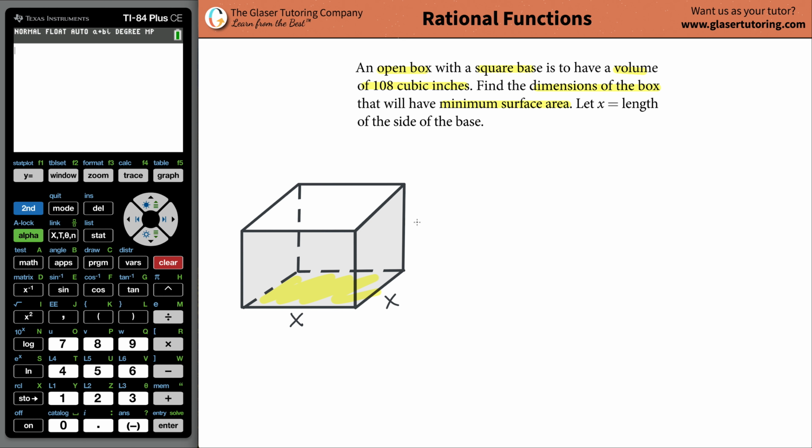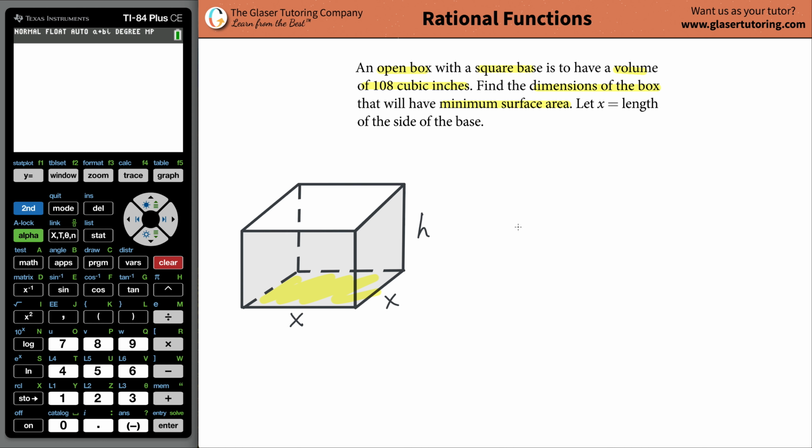Now, I don't know what the height of the box is, so I'm going to label the height of the box h. Now I have my box labeled. Remember also that the top of the box is open. There is no surface on the top there.